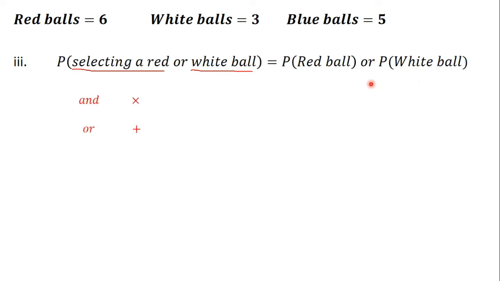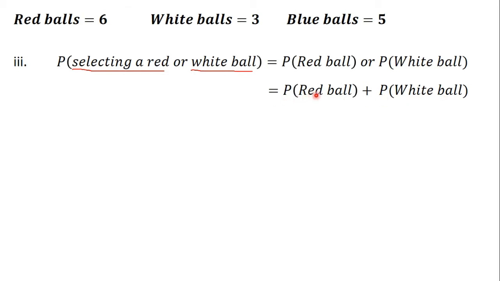We have learned in the previous video that when we see the word and, we are going to replace and with multiplication. When we see the word or, we are going to replace it with addition. So here, probability of selecting a red ball or probability of selecting a white ball is equal to probability of selecting a red ball, here we see or, so we are going to replace it with addition, plus probability of selecting a white ball.